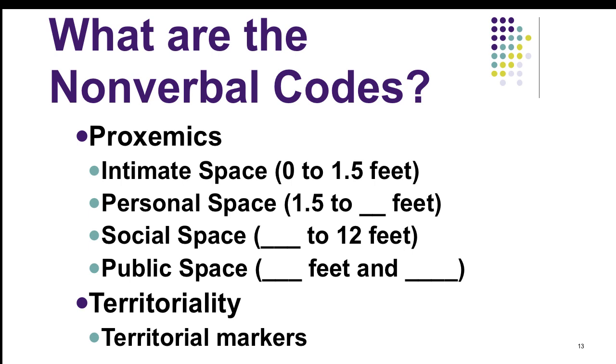Territoriality is the study of how humans use space and objects to communicate occupancy or ownership of space. A territorial marker is a thing or action that signifies an area that has been claimed. If you look around wherever you're sitting right now, chances are you have territorial markers nearby. Maybe they're your markers, like a backpack, or maybe they're someone else's, like their notebook.